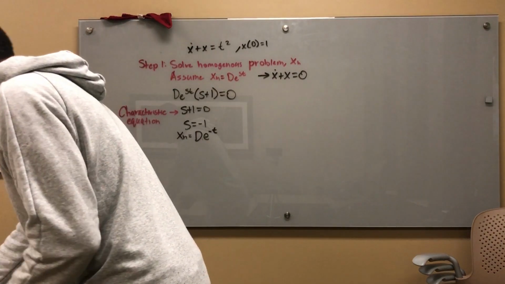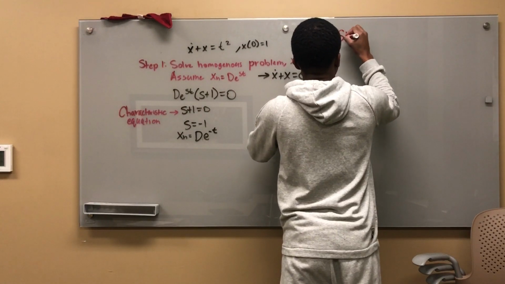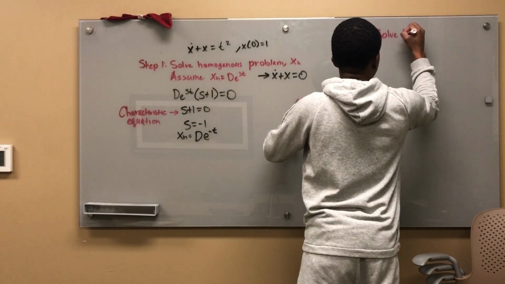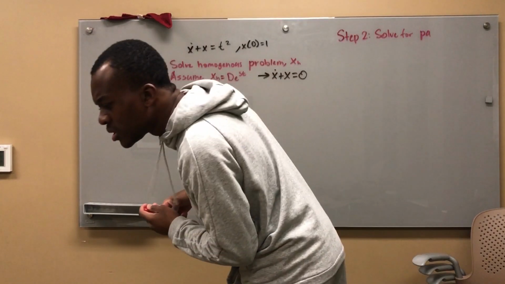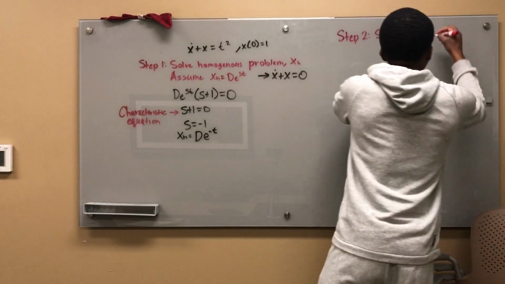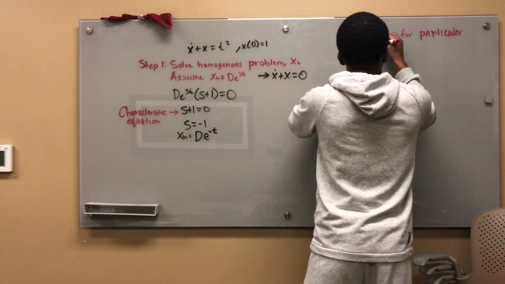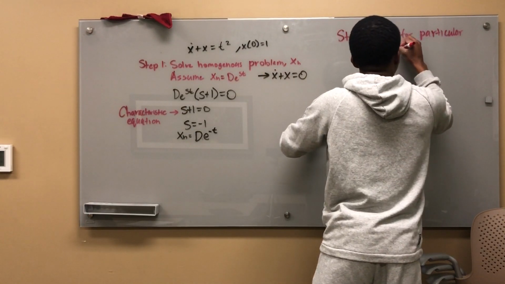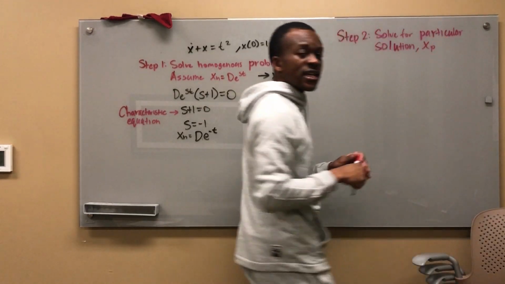Then after that, we solve for the particular solution. So step 2: solve for the particular solution. I wrote homogeneous problem there, but so long as you know what I'm talking about, that's what we call x_p.